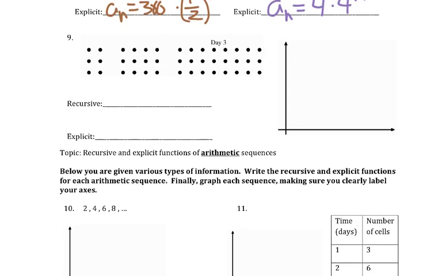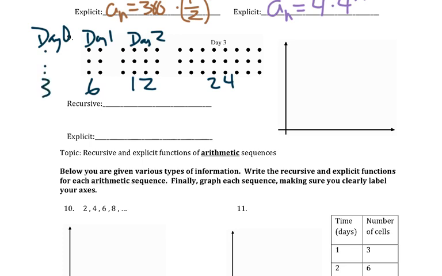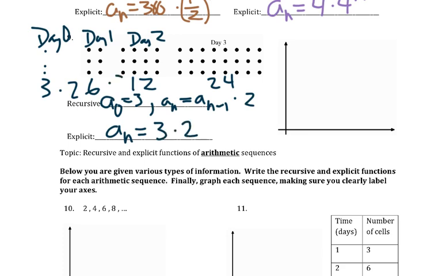Now number 9, I don't think it printed off very well, but this should be day 2 and day 1. So we go from 6 to 12 to 24. At day 0, we would have started with probably 3. So a sub 0 equals 3, then a sub n equals a sub n minus 1 times 2. Explicit: a sub n equals our starting number 3 times 2 to the n, that repeated multiplication.